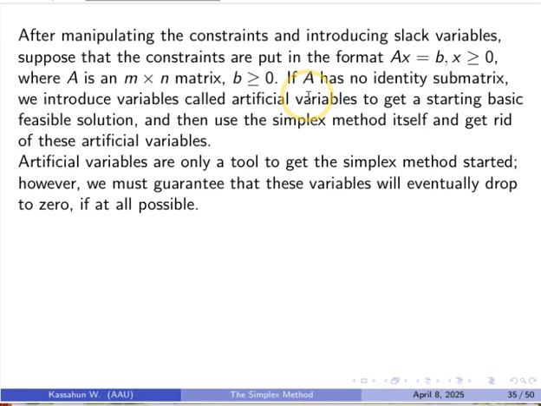Artificial variables are only a tool to get the simplex method started. However, we must guarantee that these variables will eventually drop to 0, if at all possible. Otherwise, we will not have a basic initial solution.